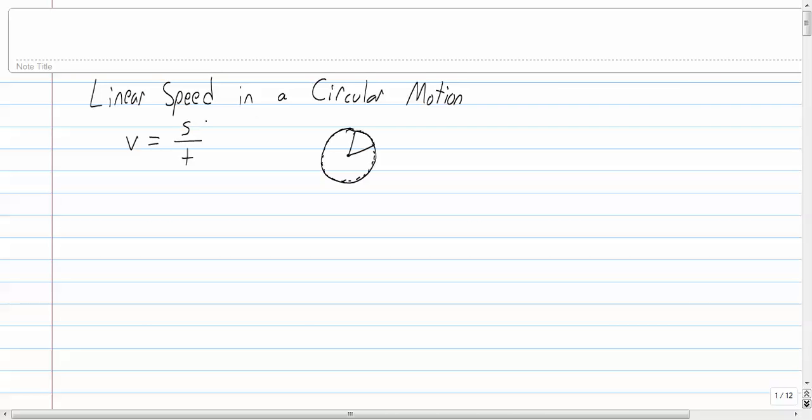And so the S here, that's arc length. That will be the arc length from one time to another time, divided by T, the time that it actually took to do that. And that would give you linear speed in a circular motion. But that's not really much different than if you were to figure out the linear speed if you were driving down the road. It's not that different.